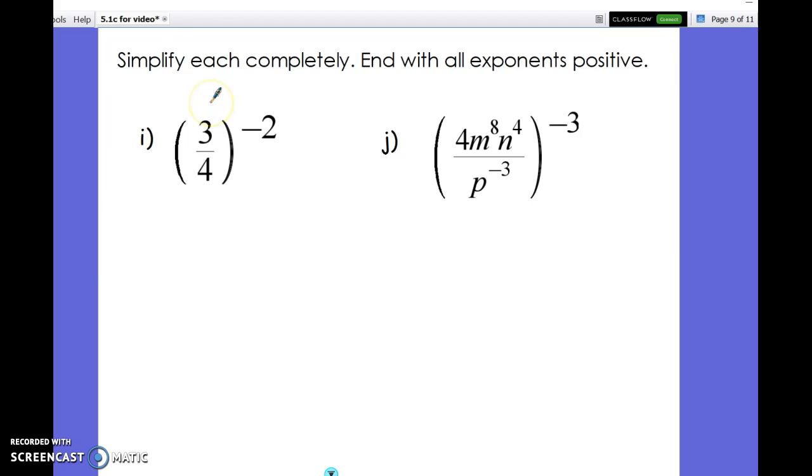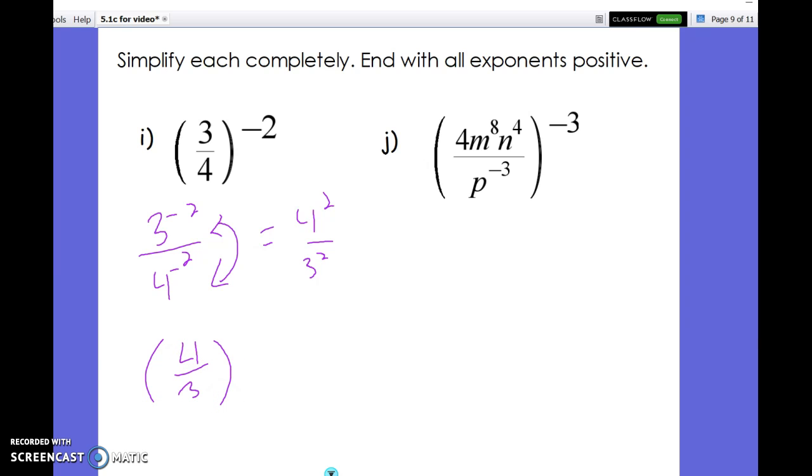Here we have 3/4 to the -2nd, so we could distribute that negative to each one and get 3 to the -2nd over 4 to the -2nd, and then basically just flip our fraction upside down. Right? We'd have 4 to the 2nd over 3 to the 2nd. The other thing we could do is just flip it right away. So we could say, well, if we have 4/3 to the +2, that's still going to be 4 to the 2nd over 3 to the 2nd. So either way, you are going to end up with 16 over 9 as your final answer.